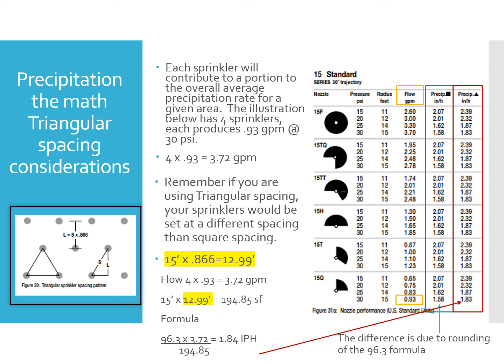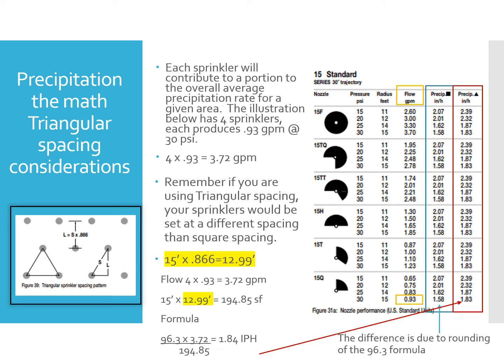So in that same scenario, 15 feet times 0.866 would get us our lateral, which would be 12.99 feet. So our sprinklers would not be spaced 15 by 15. They would be spaced 15 by 12.99, or 13 feet. So then our square feet comes out to a different amount. So we still have the same flow rate, the 3.72, but our square feet is different now. So there's fewer square feet.